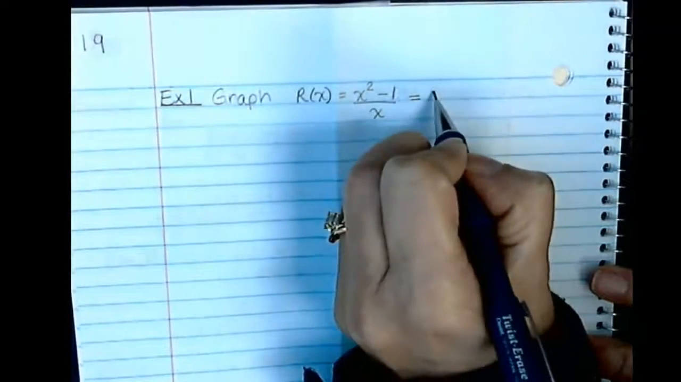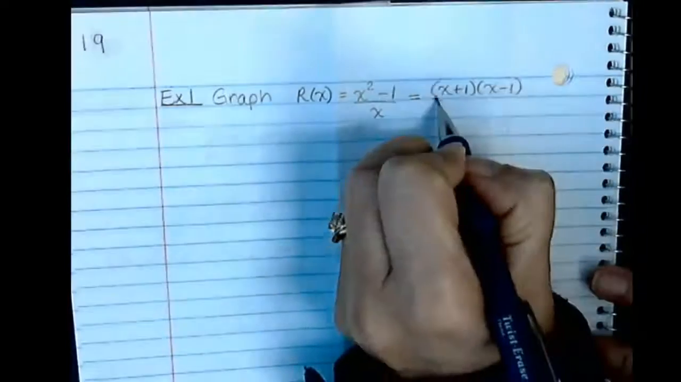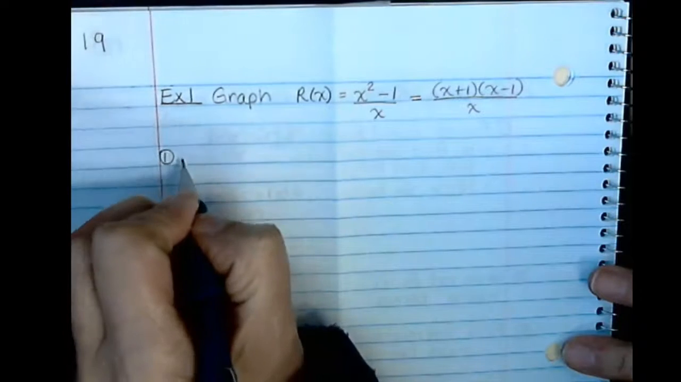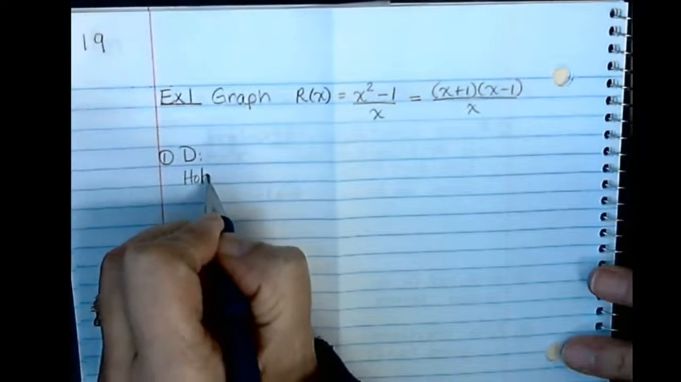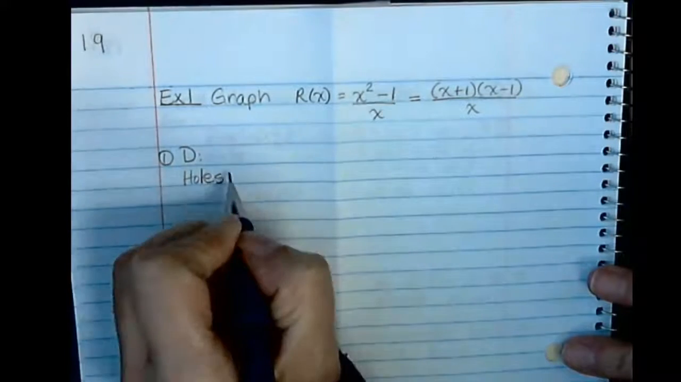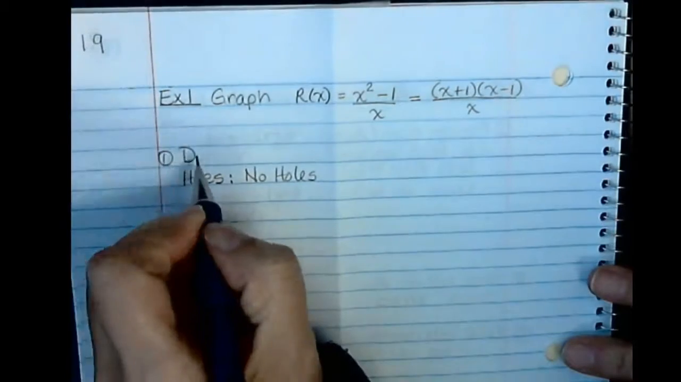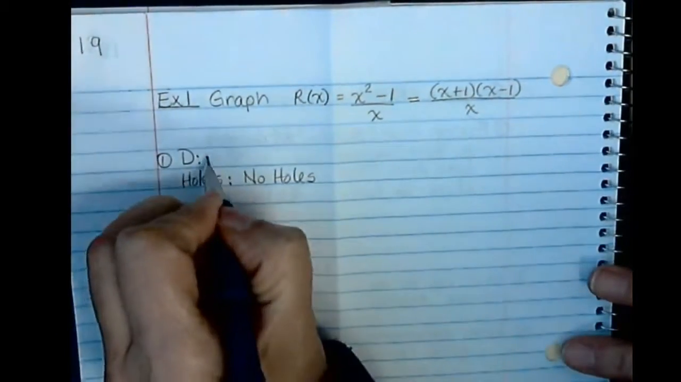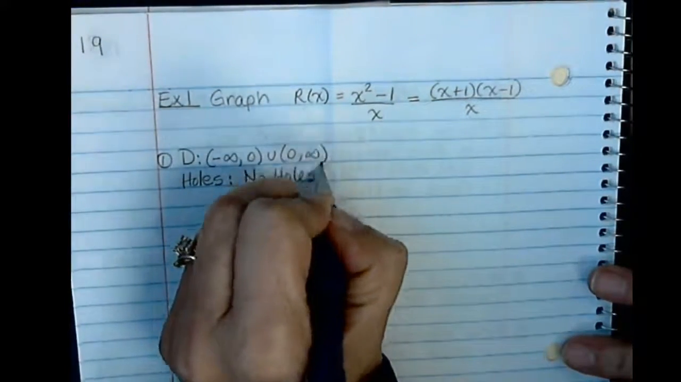Remember, the first thing we're going to do is factor, so x plus 1, x minus 1 at the top, and just x at the bottom. From here, the first thing we want to determine is domain and holes. And we can see that there are no holes because we don't see anything crossing out. So no holes. Our domain, we're looking at the denominator, is x cannot equal 0, so our domain would be from negative infinity to 0 and from 0 to infinity.